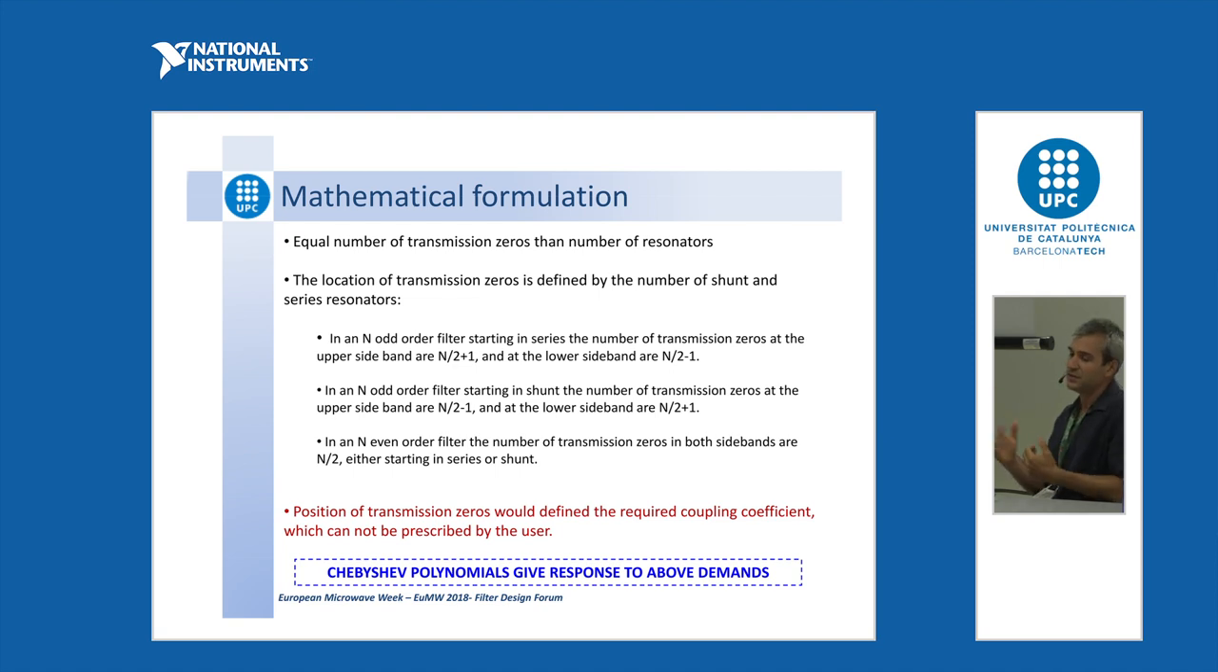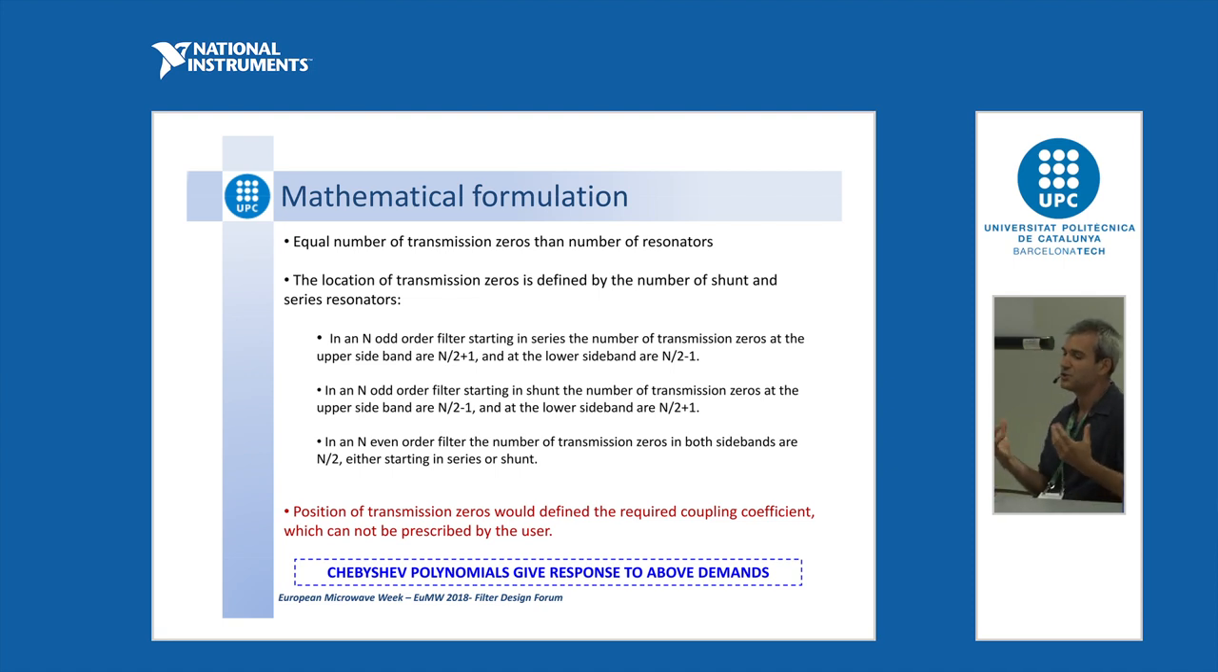And of course, if it's even, the number of transmission zeros at the upper sideband and at the lower sideband are the same. And it's also true that the position of those transmission zeros, as we said before, depends on the coupling coefficient, and it cannot be prescribed by the designer in advance, right? But in any case, all these conditions can be formulated using general Chebyshev polynomials.